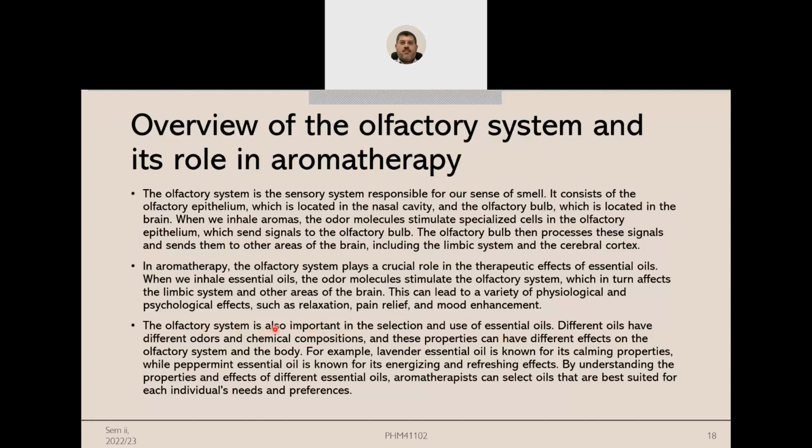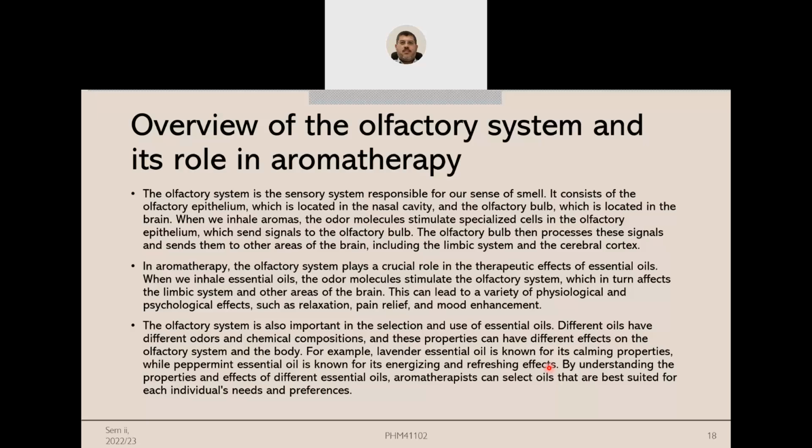So this system is important in the selection and use of essential oils. Different oils have different odors and chemical compositions. These properties can have different effects on the olfactory system and the body. For example, lavender essential oil has calming and relaxing properties, but on the other side, peppermint essential oil has refreshing and energizing effects. By understanding the properties and effects of different essential oils, we can select the oil that will be suitable for each therapeutic need or indication.